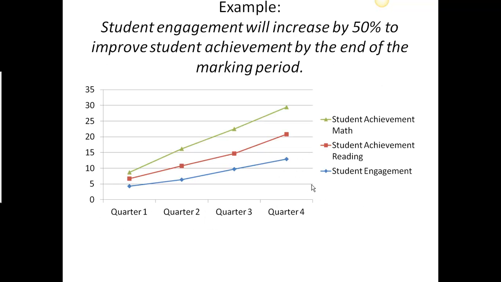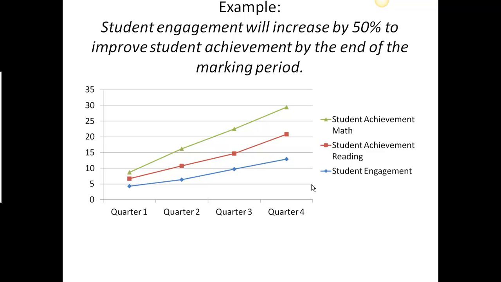So for instance, here's a first example. You could create a data wall and let's say that you are trying to work with this target condition. Students understand it. It's a shared goal in your classroom. So you're trying to say, we want to see student engagement increased by 50% so that student achievement is improved by the end of the period.